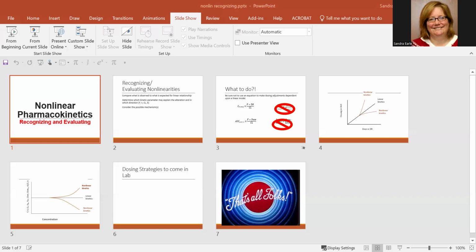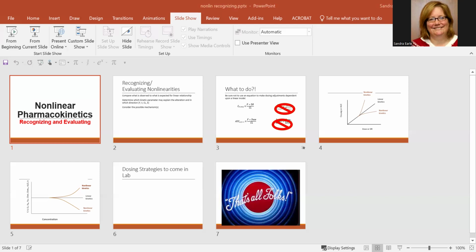That's what happened in that first case when we saw that the phenytoin went up 9-fold when we thought it would go up 2-fold, when we thought it would go from 4 to 8 and it went from 4 to 36, right? That was because of a nonlinearity. We tried to use this proportional equation to make our adjustment, and you can't if you have a nonlinearity, right? That's what you really have to know.